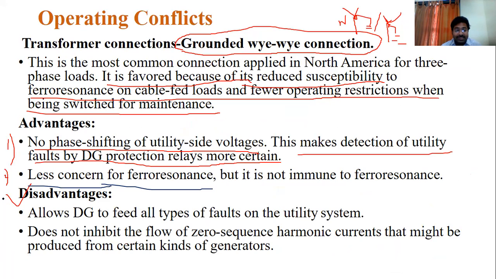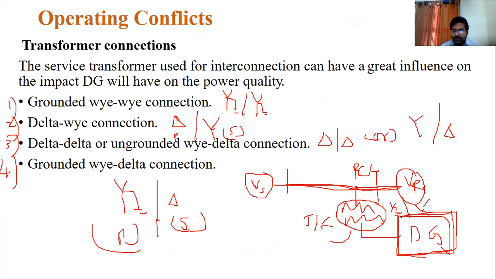Then what are the disadvantages? This is also a very important case. Whichever system you take, it may have advantages and at the same time some disadvantages, and here it has some more disadvantages. What is the disadvantage? It allows the DG to feed all types of faults onto the relay system. Feeding means if there is any fault in the DG, it directly feeds into the feeder also.